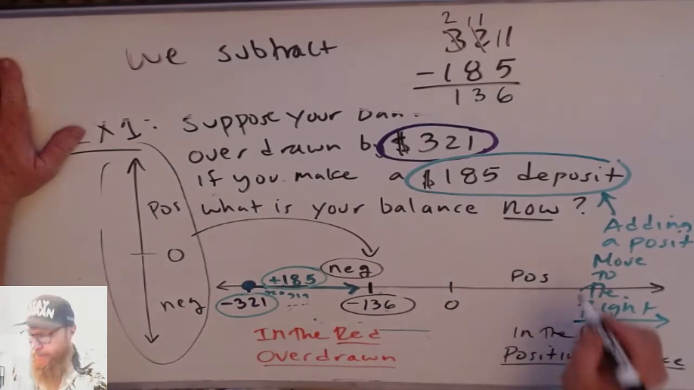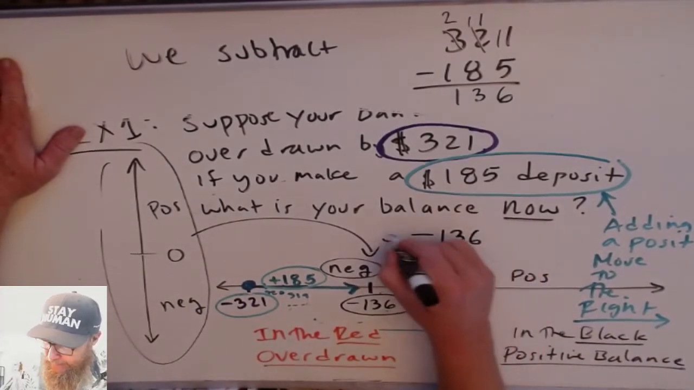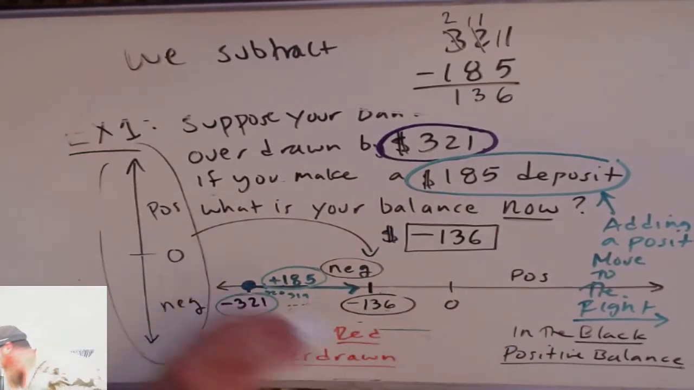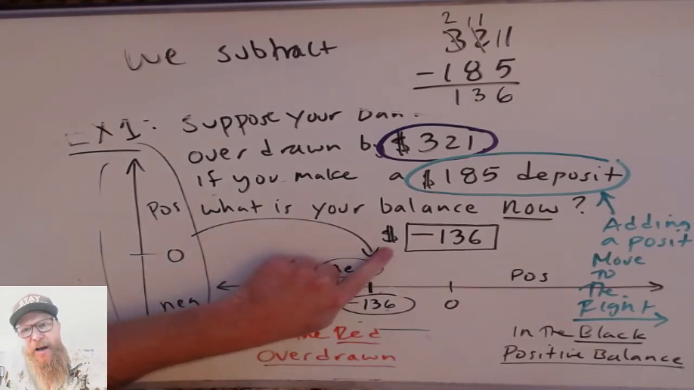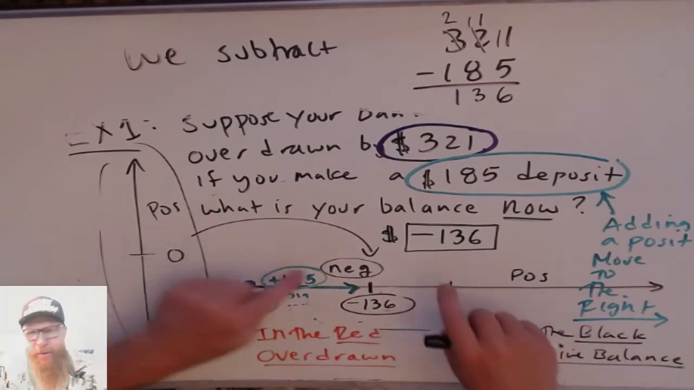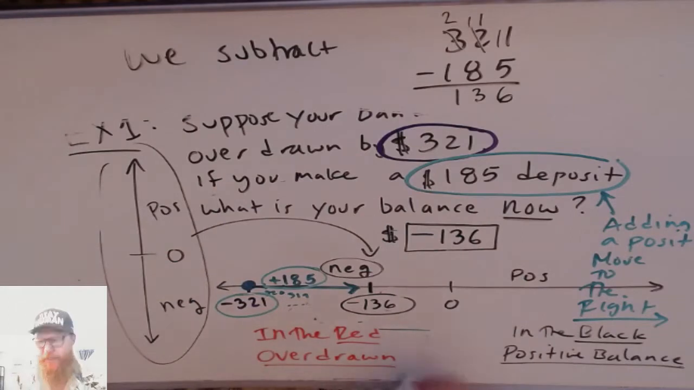Okay. So your balance now is negative $136. Don't really worry about the dollar sign. The dollar sign is usually off to the side. I don't want you double typing it because you do have a dollar sign on your keyboard. The dollar sign just represents what we're actually talking about. So that's your answer.